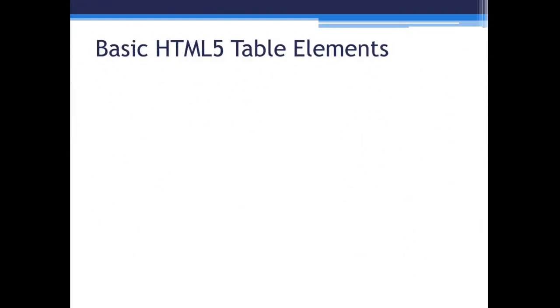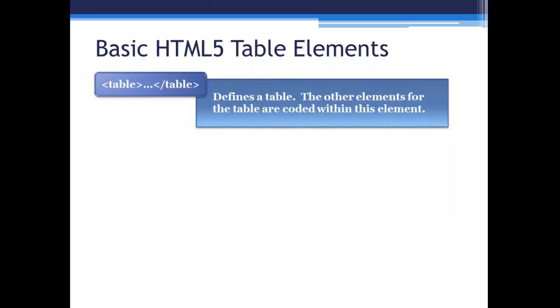Let's take a look at how to place a table in an HTML document. First, you need to know which HTML elements to use and what they are used for. The very first one is the table element. The table element defines the table itself so that the browser knows where the table will be placed on the page. The table element by itself does not display anything, but rather holds all the other elements that make up the table.